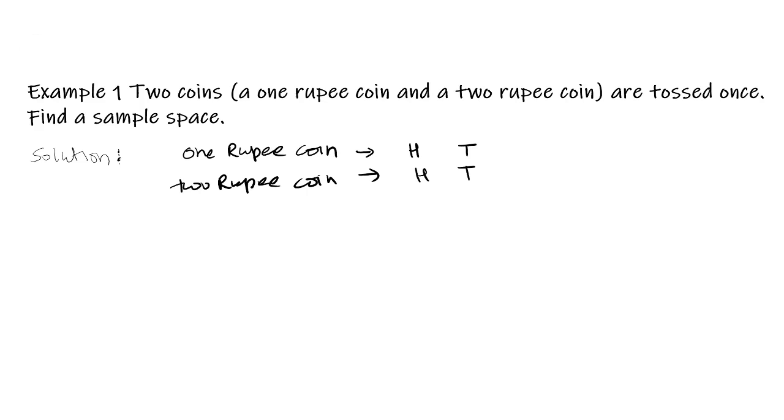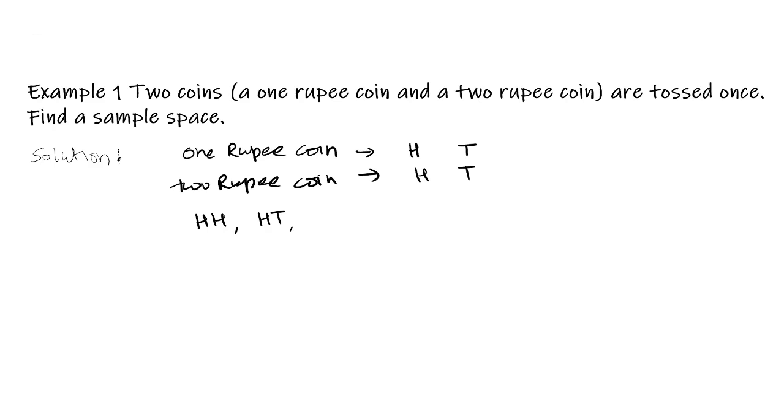So when the 1 rupee coin shows the head and the 2 rupee coin also shows the head, then we write HH as the first outcome. And when the 1 rupee coin shows the head and the 2 rupee coin shows the tail, then our outcome is denoted by HT.